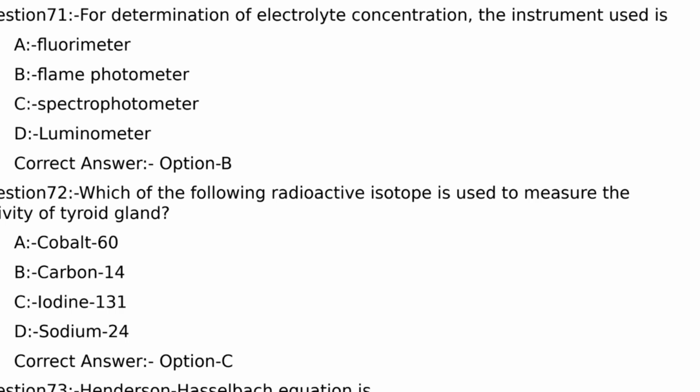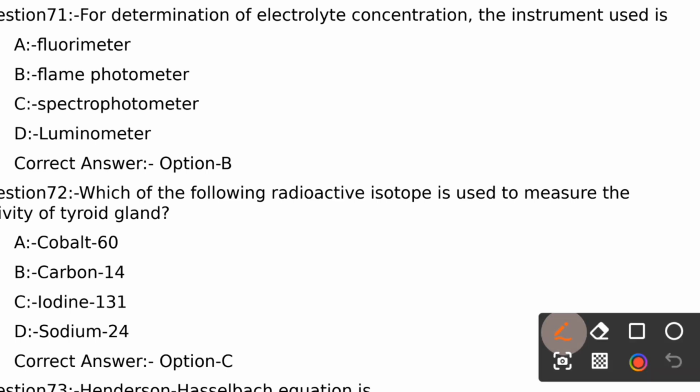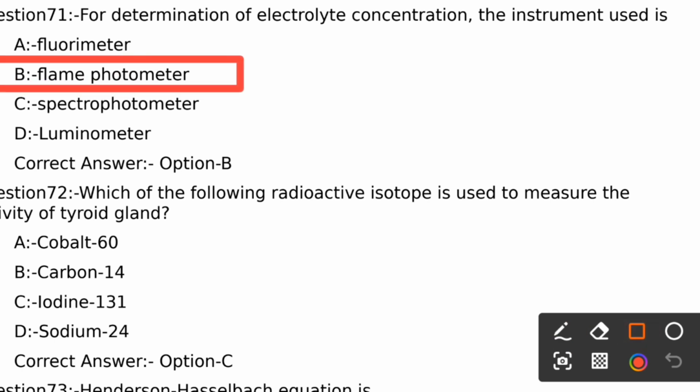Next question. For the determination of electrolyte concentration, the instrument used is option A, fluorimeter. Option B, flame photometer. Option C, spectrophotometer. Option D, luminometer. Electrolyte concentrations like sodium, potassium, bicarbonate, etc. can be detected using flame photometer. So, the determination of electrolyte concentration is by flame photometer.